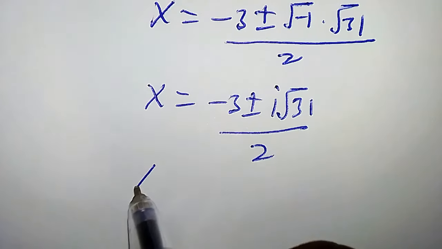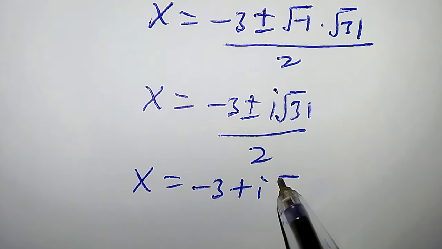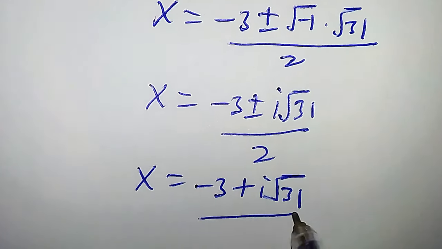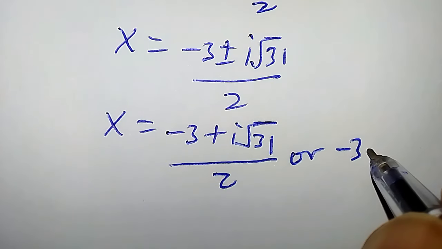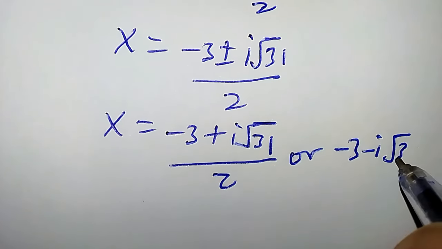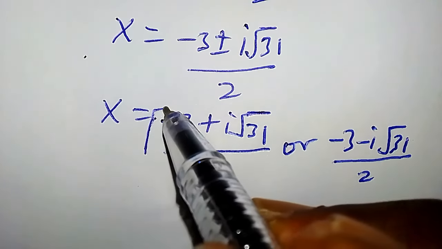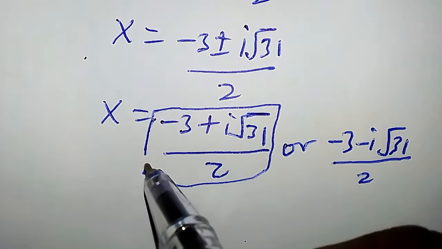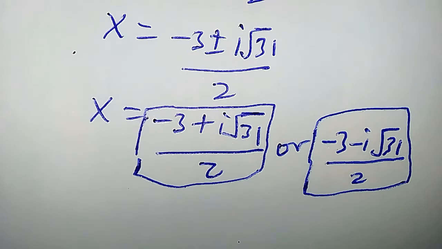So this implies that x equals minus 3 plus i times the square root of 31, over 2, or minus 3 minus i times the square root of 31, over 2. So this is the second solution, and this is the third solution for the values of x.